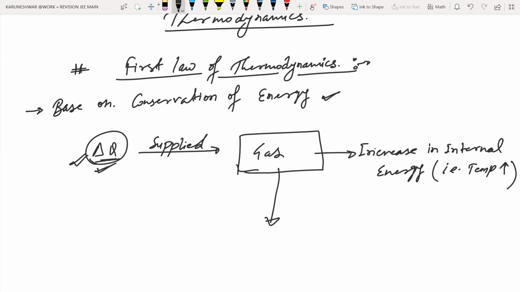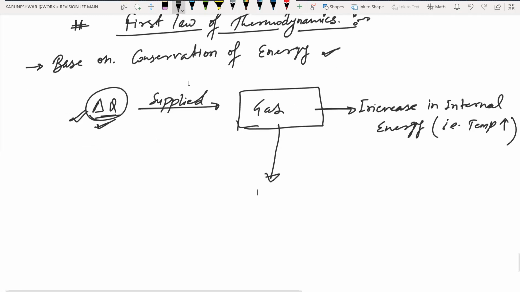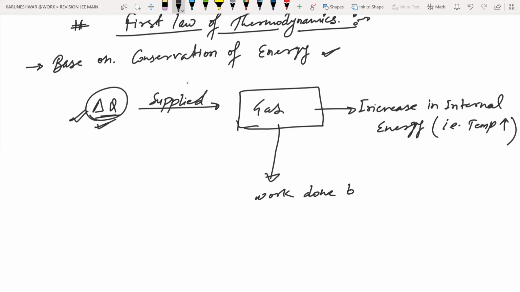Then the second part you can see here in terms of work. If I go for the work done by the gas, this will be the work done by the gas during expansion against the surrounding. So this is work done by the gas during expansion, and this will be happening against the surrounding.